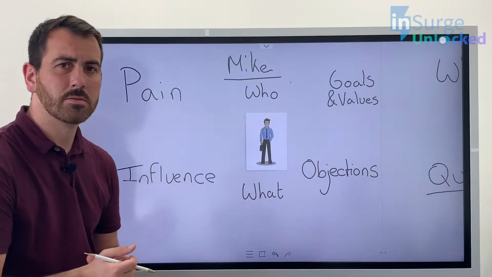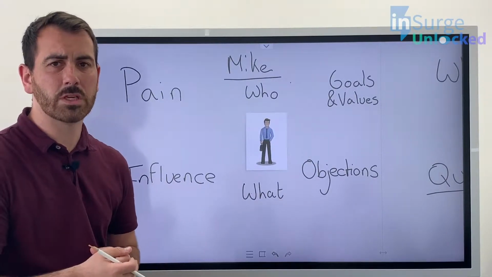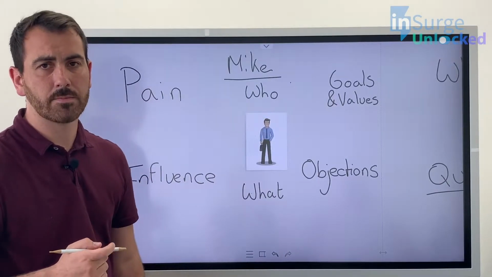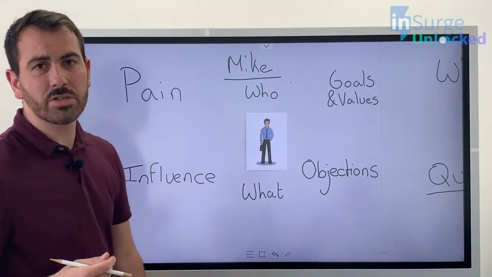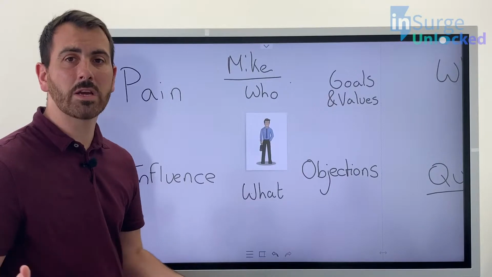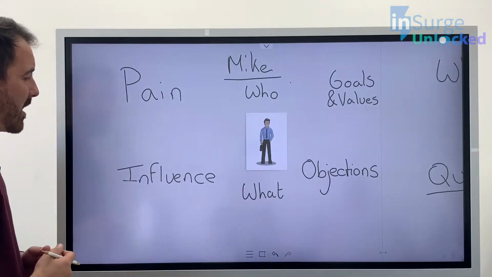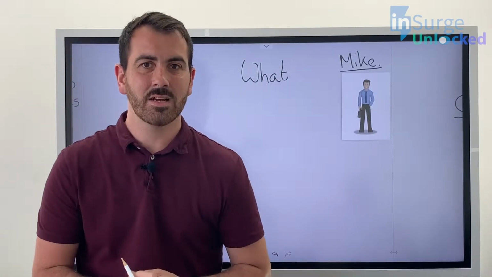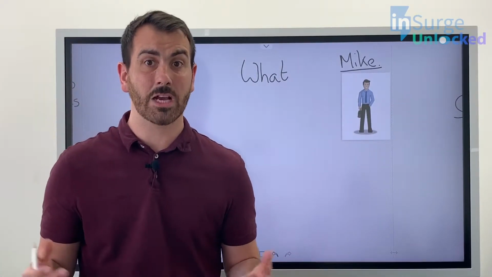His pains. What within his role, within his business, what kind of pains does he have? His goals and values within the company. The objections that he may give us to buying our product. And finally, what influences him. So let's talk about who Mike is. So we need to understand him as an actual person.